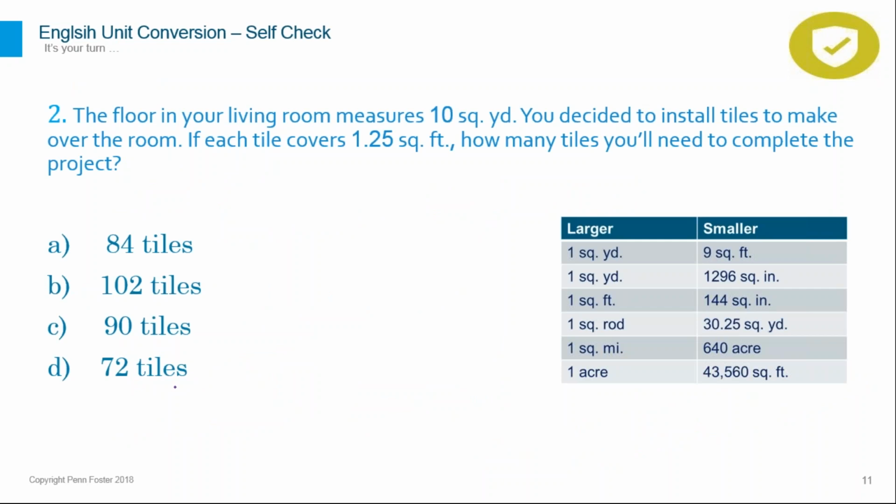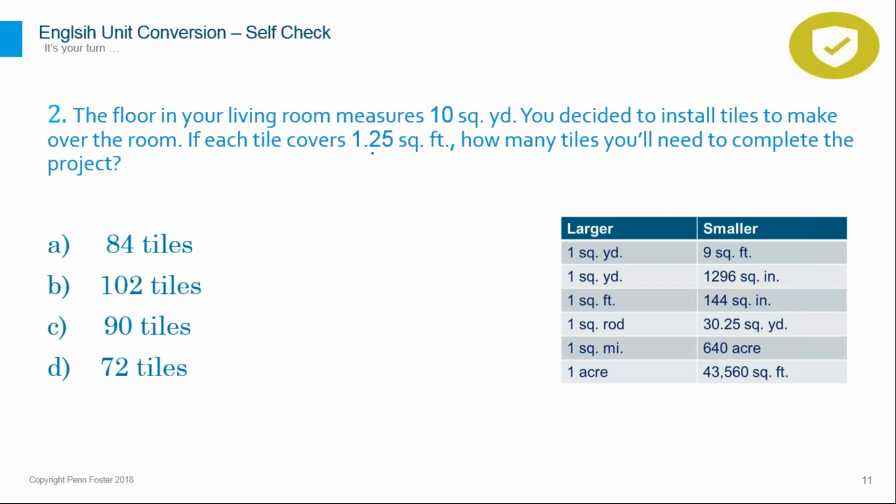Let's read the question together first, and here's the conversion table that we would need. The floor in your living room measures 10 squared yards. It makes sense because a floor is an area, and that's why we're using squared yards. You decide to install tiles to make over the room. If each tile covers 1.25 square foot, and that makes sense too, because we measure the area that one tile covers in squared units, how many tiles will you need to complete the project?